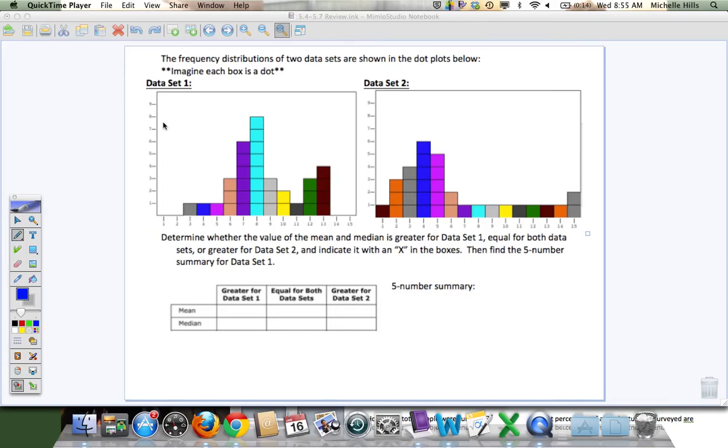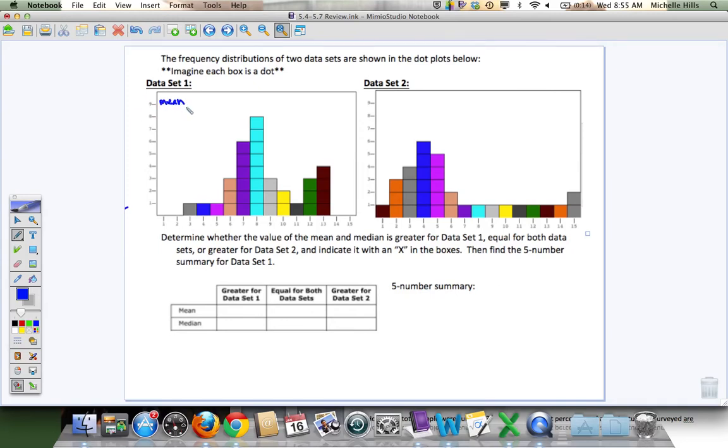So that means if I'm looking at these two data sets, there's 1, 3 in this data set, and if I were going to list this data out, which I'm not, it would be a 3, 4, 5, 6, 6, 6, 7, 7, 7, 7, 7, 7, etc. So what I did first, it wants me to find the mean and median and whether it's greater for data set 1, equal for both, or greater for 2. So I went ahead and actually just calculated each of those.